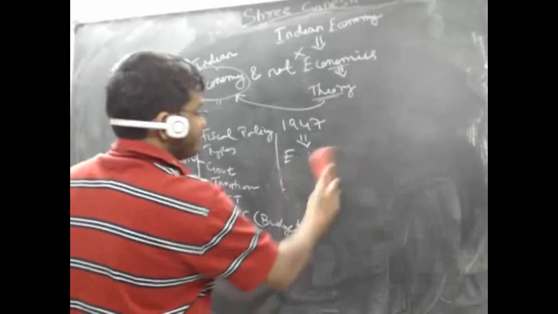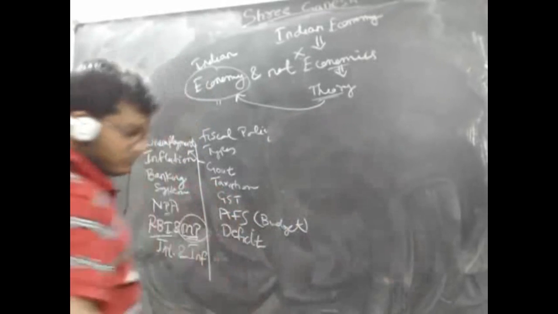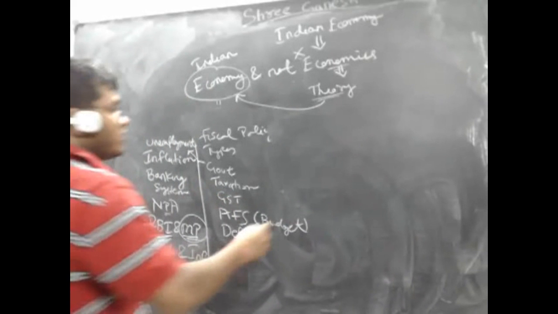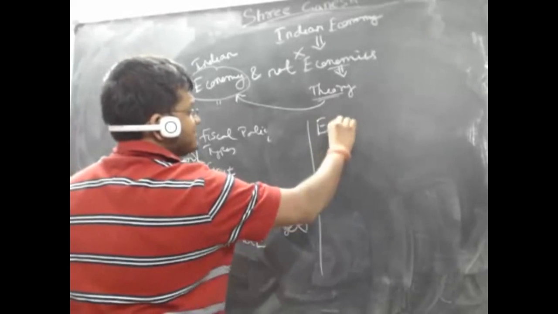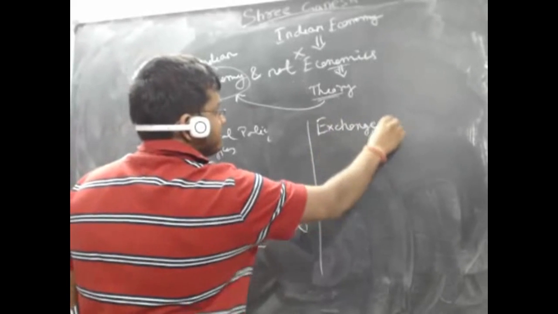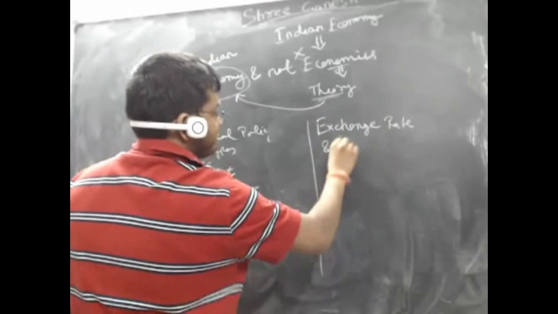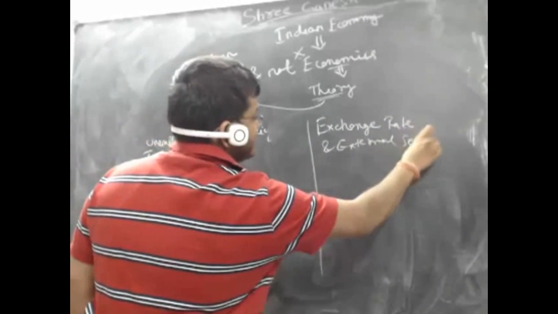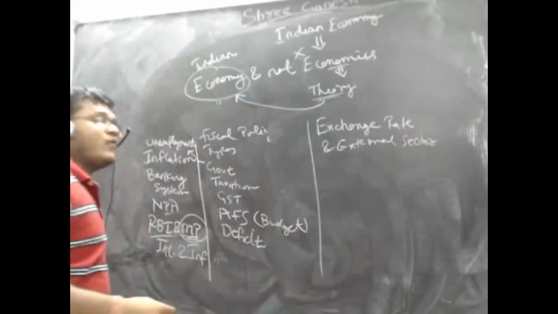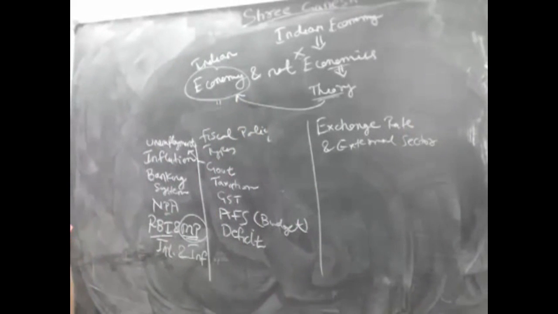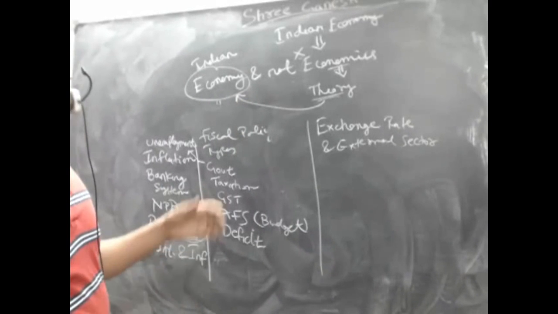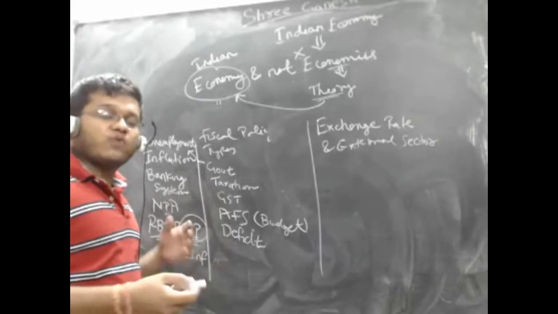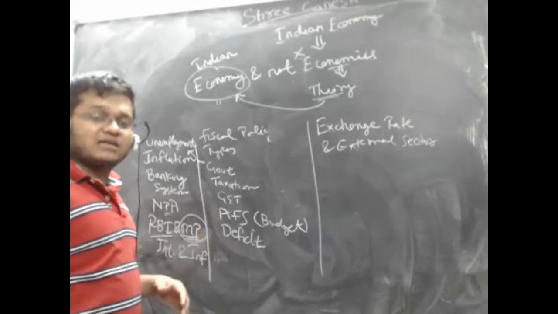Once we are done with this, then we will go to the external sector. When we go into exchange rate and external sector, we will see what the exchange rate of India is, how the exchange rate is determined, or on what basis the exchange rate is determined between different countries, why $1 is equal to 60 rupees. So why is the dollar expensive in comparison to the Indian rupee?